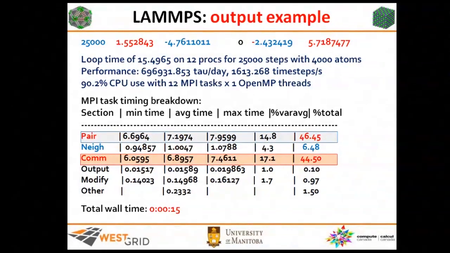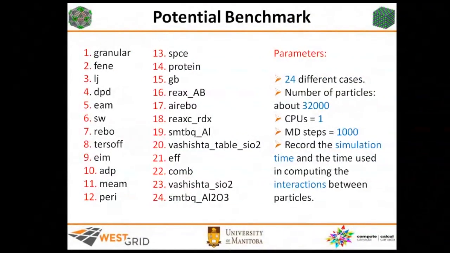The time spent computing the pair interaction is 46%, and 44% of the time is used on communication. So the efficiency of the program for this typical system is very low. Before running a large simulation, it's better to do some benchmarking and see how the efficiency of the program changes as a function of the number of cores you are using. I have some examples later here. For example, this one, the potential.